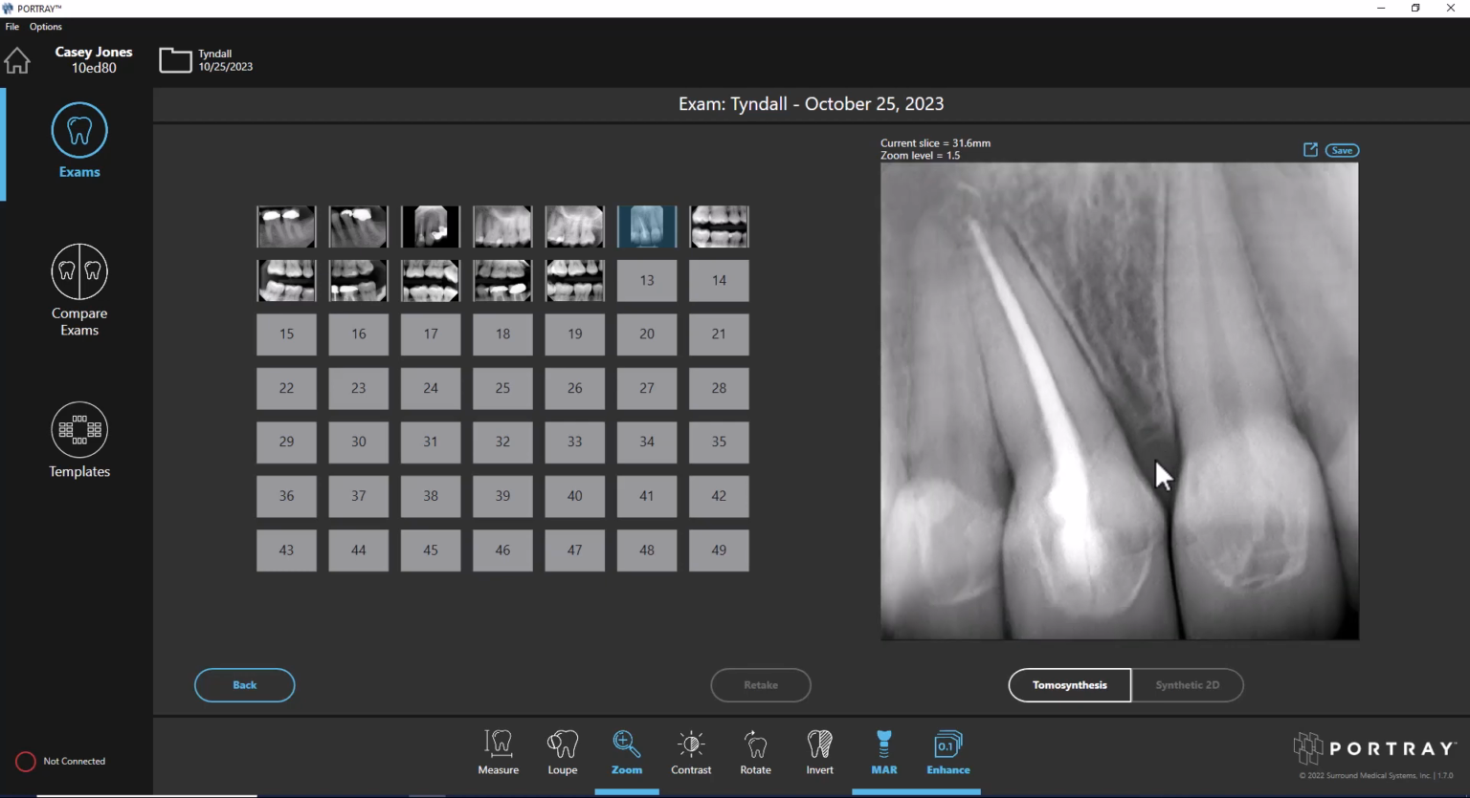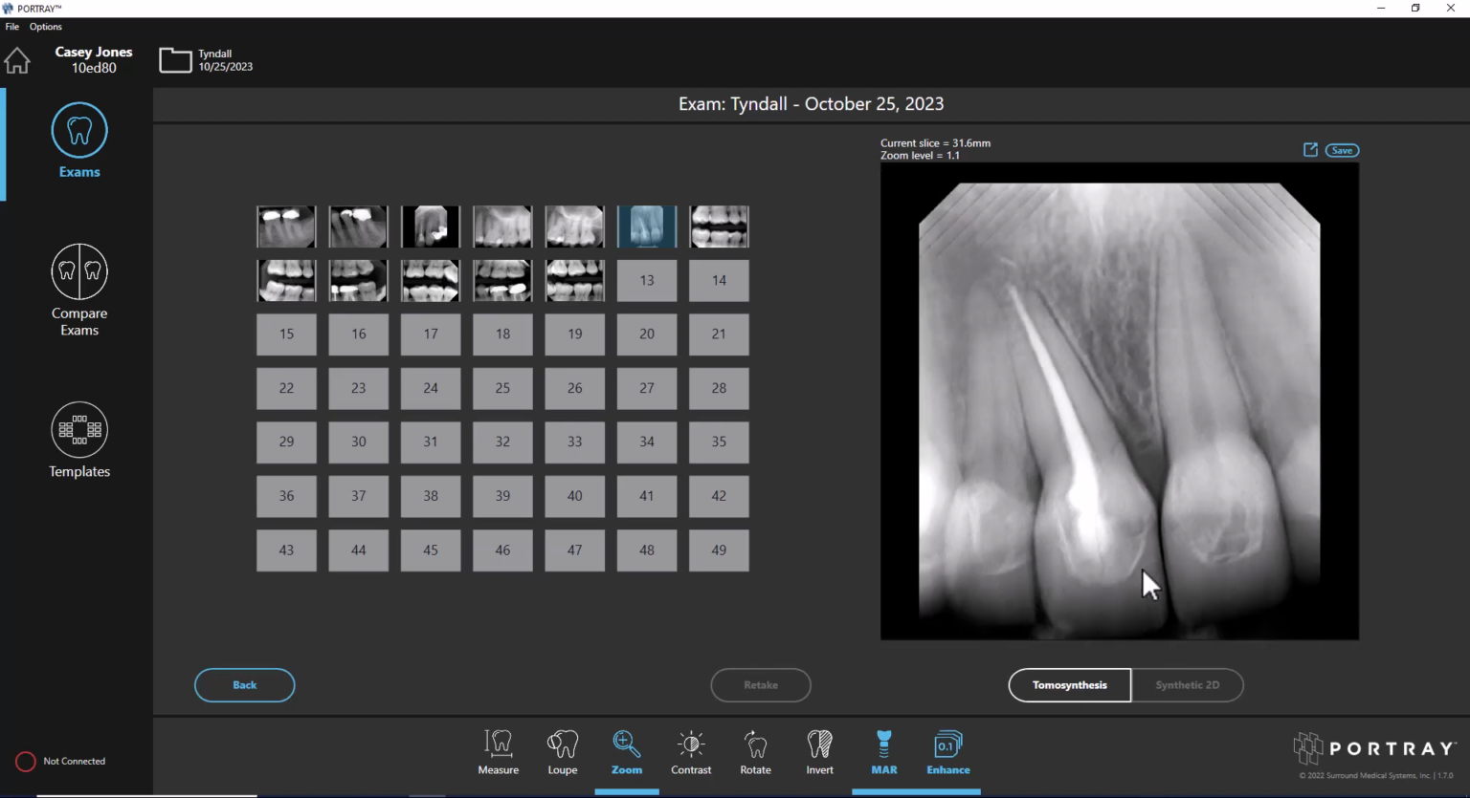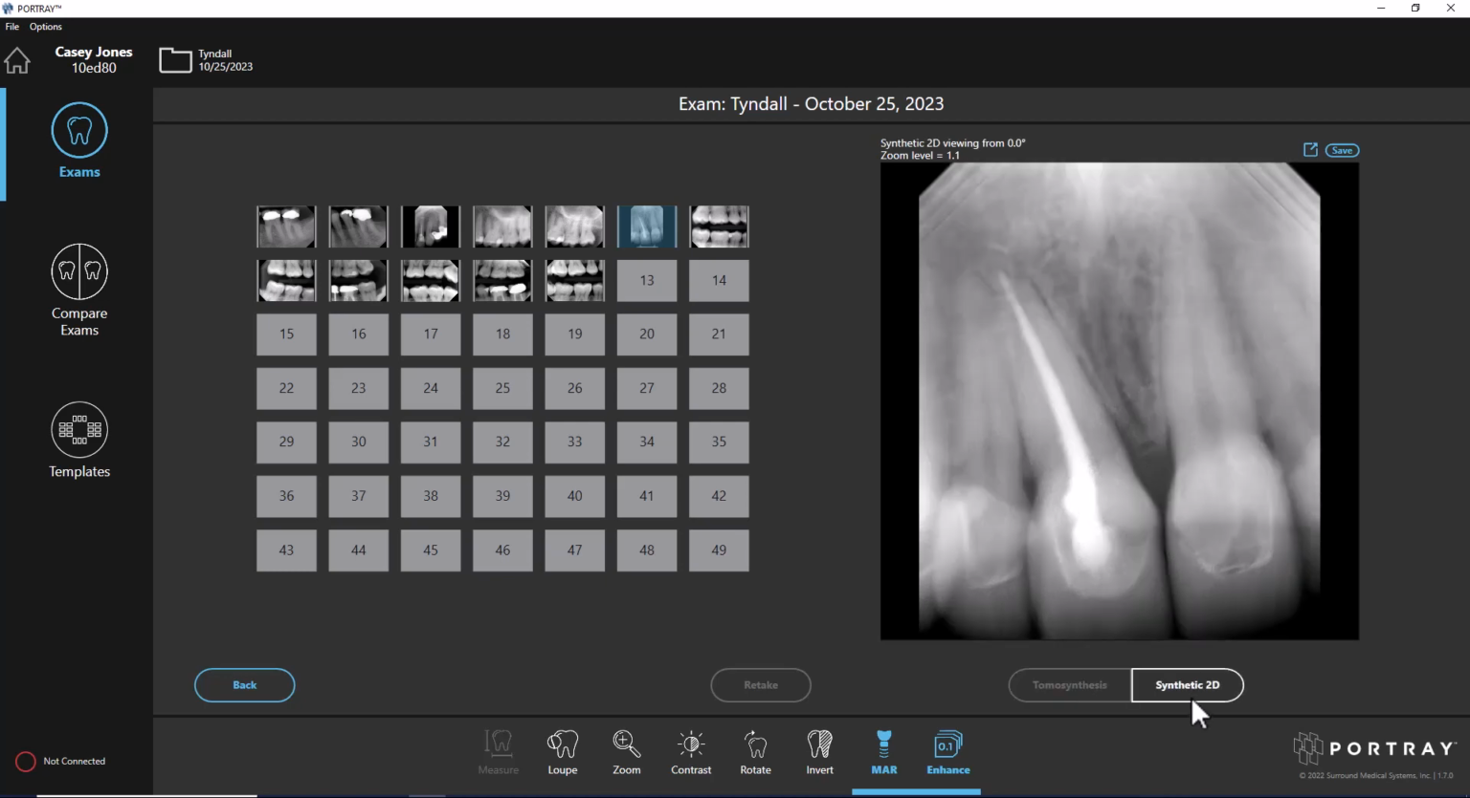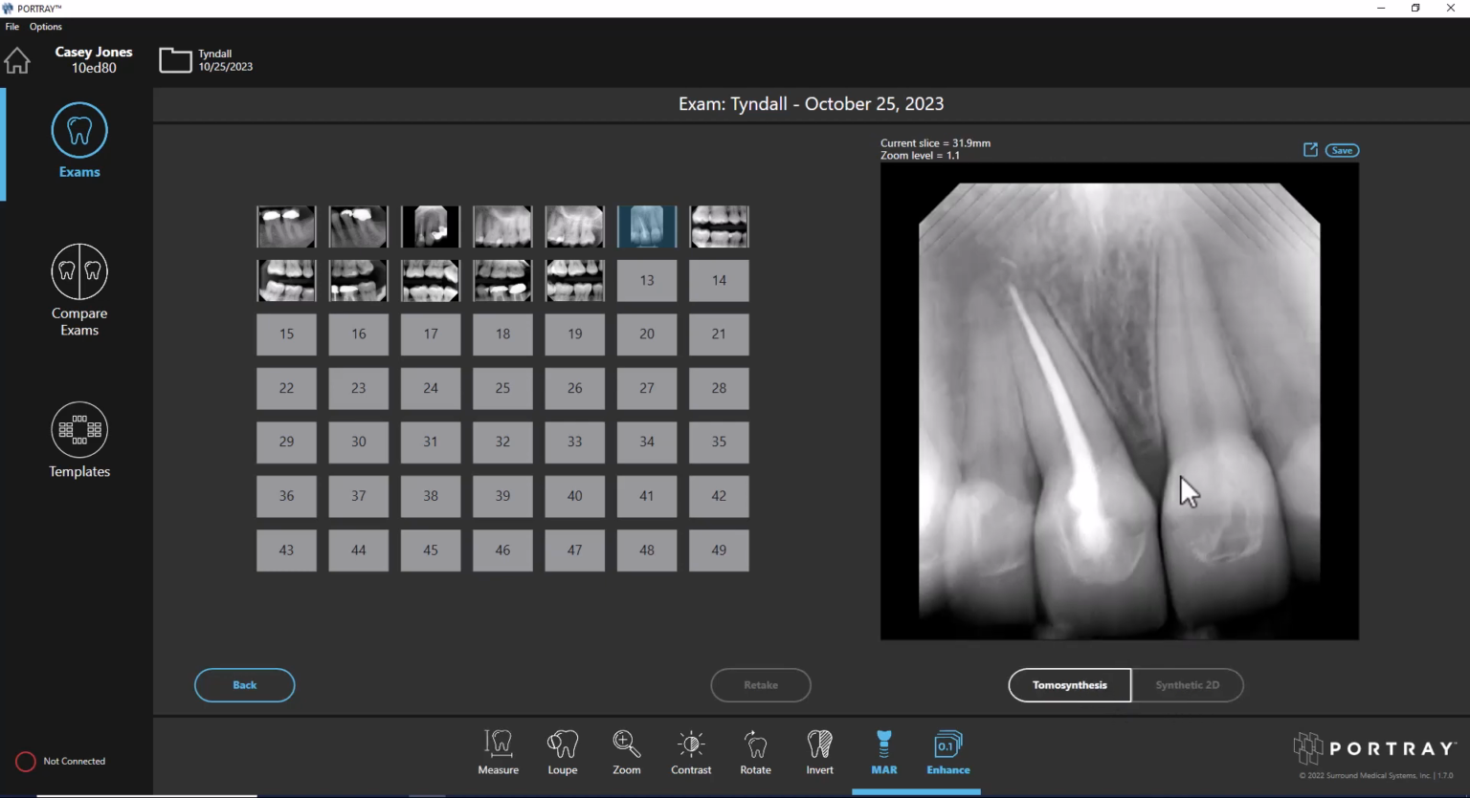You can also see that this fracture extends here and then all the way to here. So that's the reason the patient had the problem. This is another good example of why the tomosynthetic images can give you more information, because you're going through layer by layer and you can see more than you can see with a two-dimensional image.